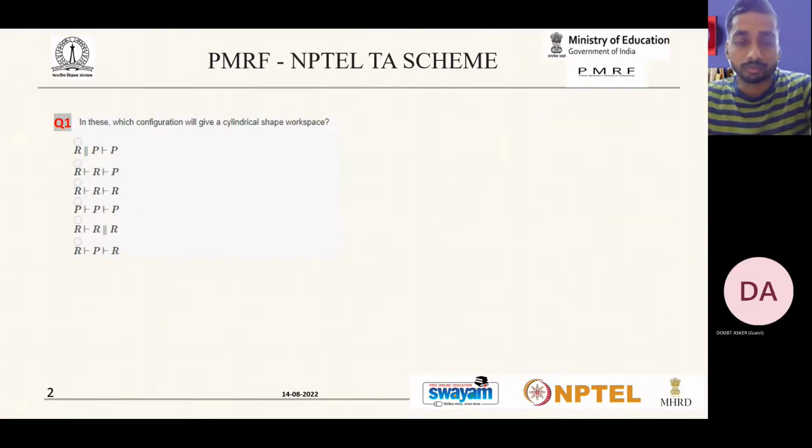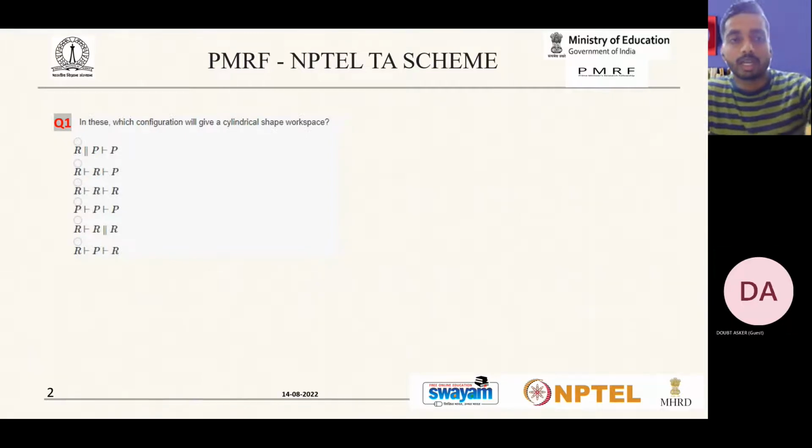So today we'll be discussing this week 3 content, which is basically about forward and inverse kinematics and some of the content from the DH parameters. The first question for today is: which configuration will give a cylindrical shape workspace? A cylindrical workspace means that the end effector of the robot should cover a cylindrical workspace.